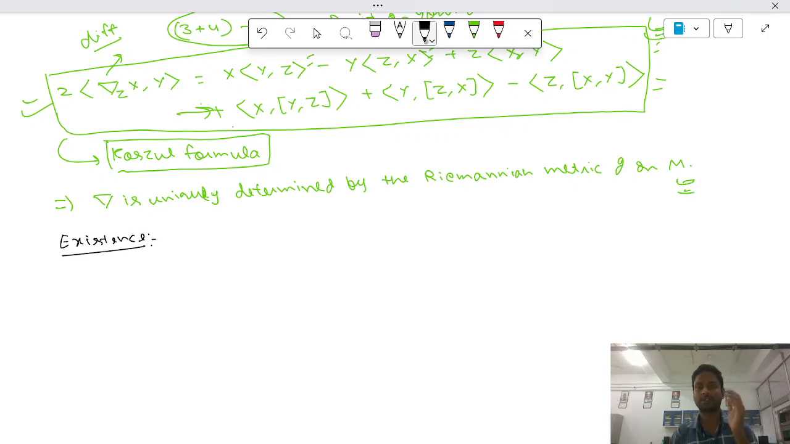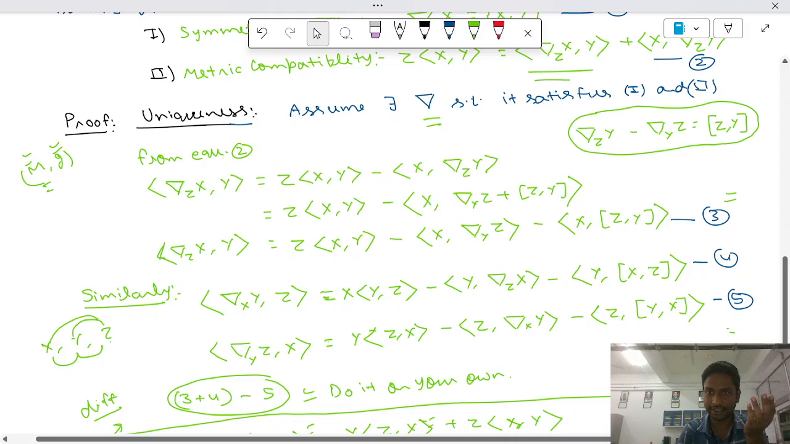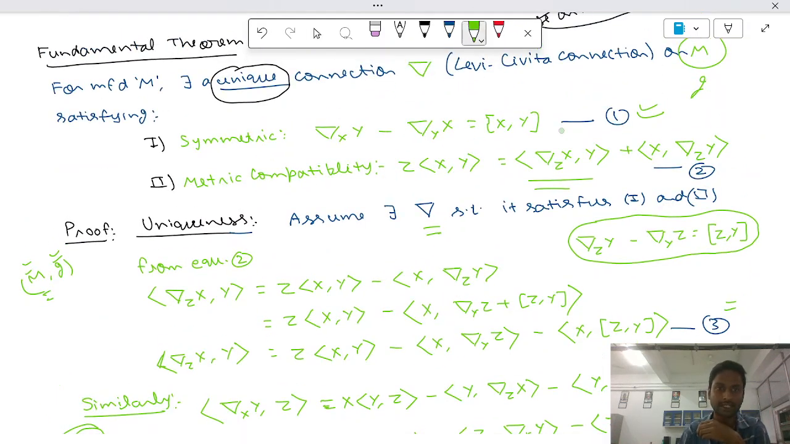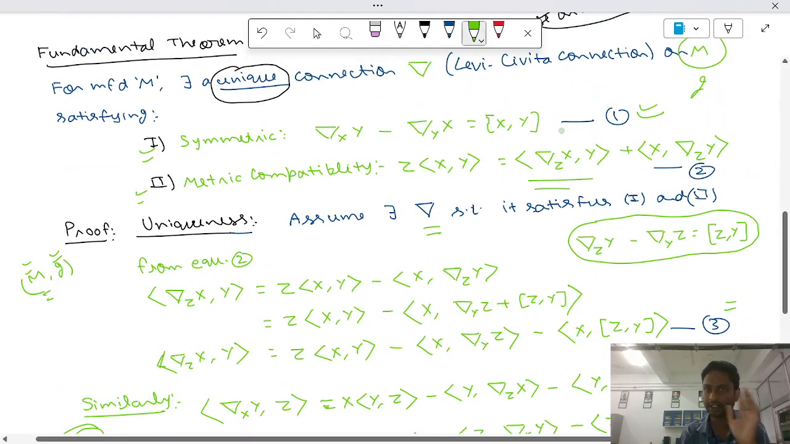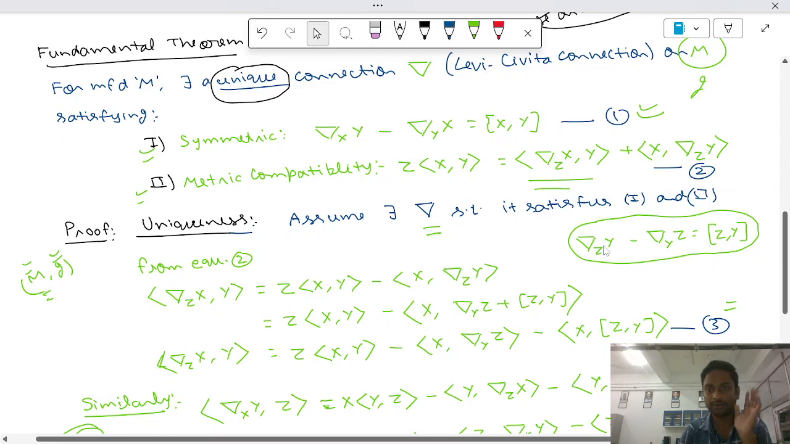So basically what we need to do, if there is any connection nabla, first we need to show that it is indeed a connection. For that we will have to prove those four properties. Secondly, since it is a unique connection which satisfies the symmetric condition and the metric compatibility condition, we will also have to show that. Okay, so those things we need to show.